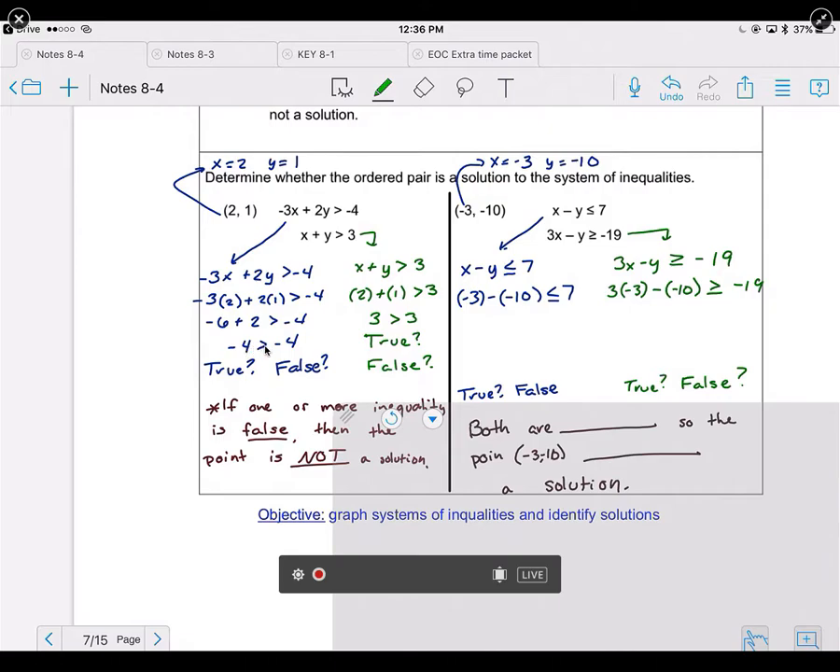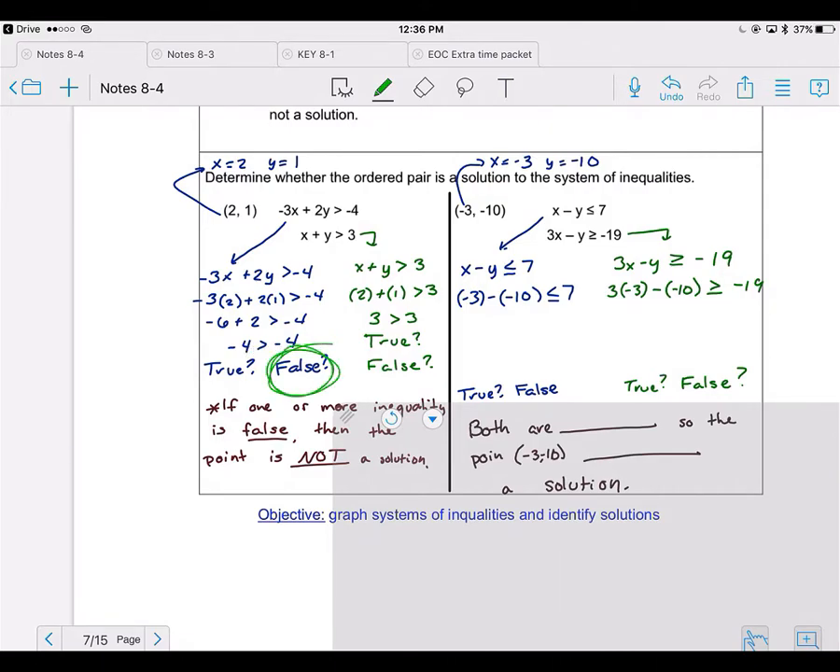Negative 4 is greater than negative 4 would be false, because negative 4 is not greater than negative 4. They are the same. So this would be false. And we have right here, if one or more inequality is false, then the point is not a solution. So without even testing this, we wouldn't have to see, but if we double check, 3 is not greater than 3. Both of these are false, so it would not be a solution.